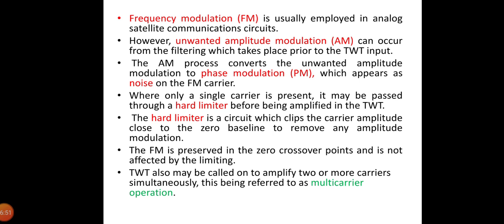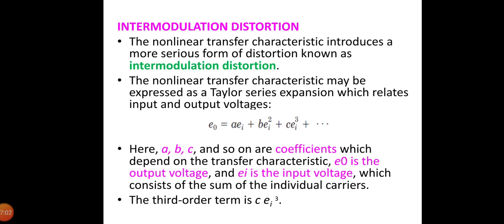A TWT may also be called on to amplify two or more carriers simultaneously, and this is referred to as multi-carrier operation. The AM/PM conversion is then a complicated function of the carrier signal. But in addition, the nonlinear transfer characteristic introduces a more serious form of distortion known as intermodulation distortion.